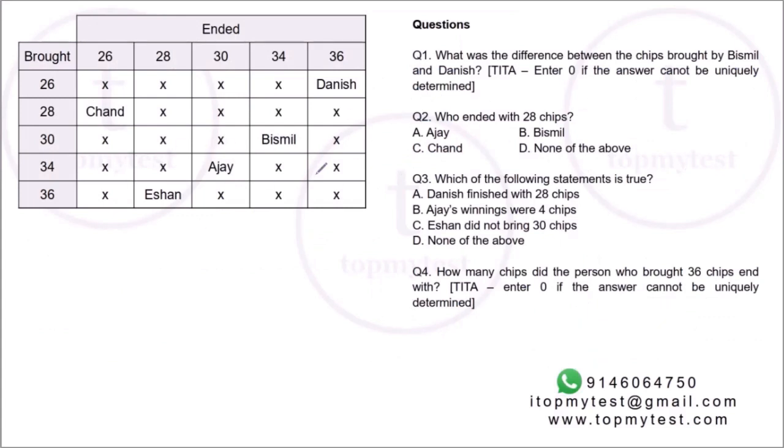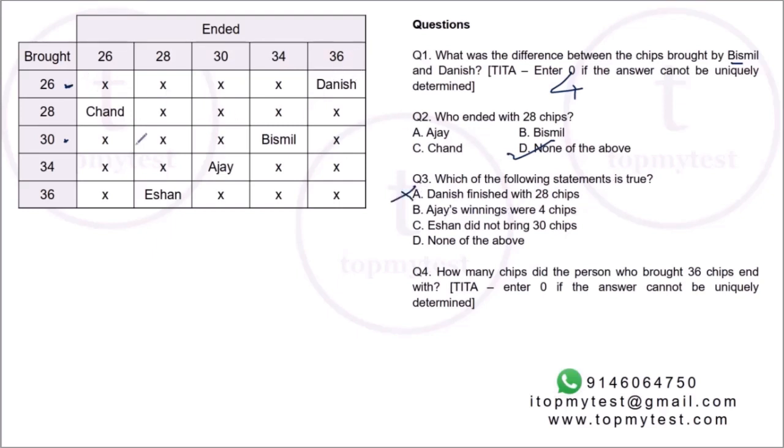Okay. I've arranged this. Let's do this. What is the difference between the chips brought by Bismil and Danish? Bismil brought 30. Danish brought 26. Difference is 4. Who ended up with 28 chips? 28 chips is Ishan. None of these. Which of the following statements is true? Danish finished with 28 chips. Danish finished with 36, so out.